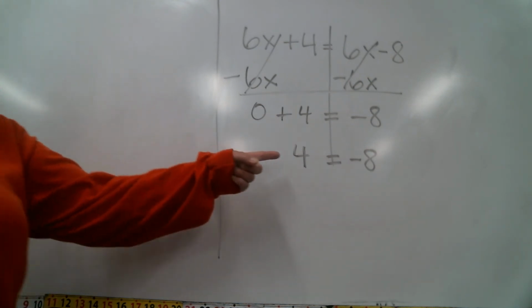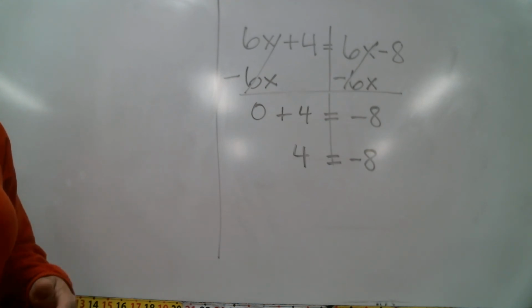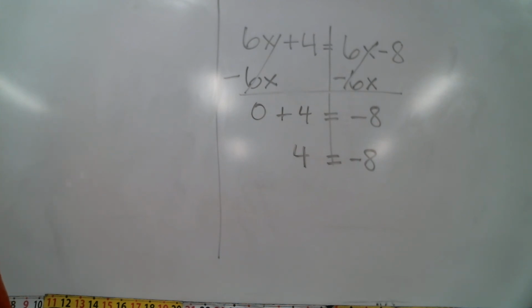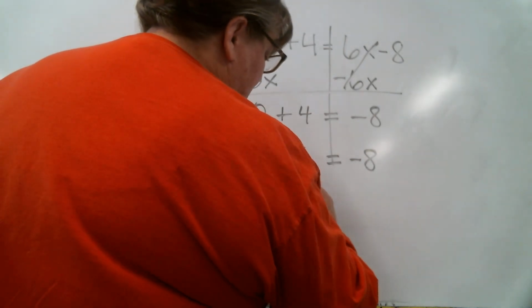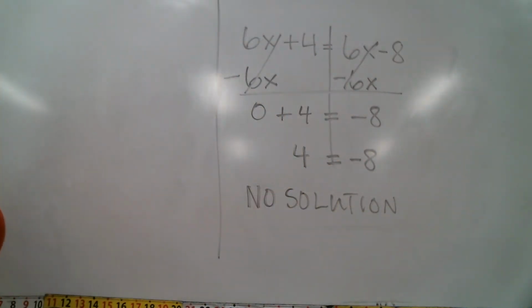When the variables cancel out, you have to ask yourself, is what you're left with true or is it false? Does 4 equal -8? No, 4 does not equal -8. It never does. So when you're left with something that's false, that means that there is no solution. That means there's nothing that you could put in there for x that would make this true ever. There's no solution for x. So if your variables cancel out and you're left with something that's not true, then your answer is no solution.